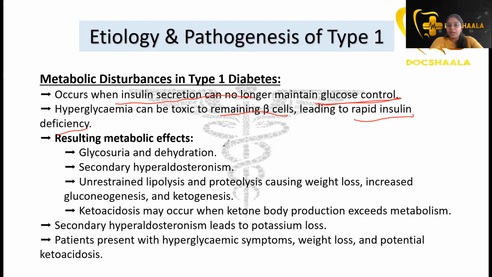The resulting metabolic defects include glycosuria and dehydration, secondary hyperaldosteronism, and unrestrained lipolysis and proteolysis causing weight loss, increased gluconeogenesis, and ketogenesis. Ketoacidosis may occur when ketone body production exceeds metabolism. Secondary hyperaldosteronism leads to potassium loss. Patients present with hyperglycemic symptoms, weight loss, and potential ketoacidosis.